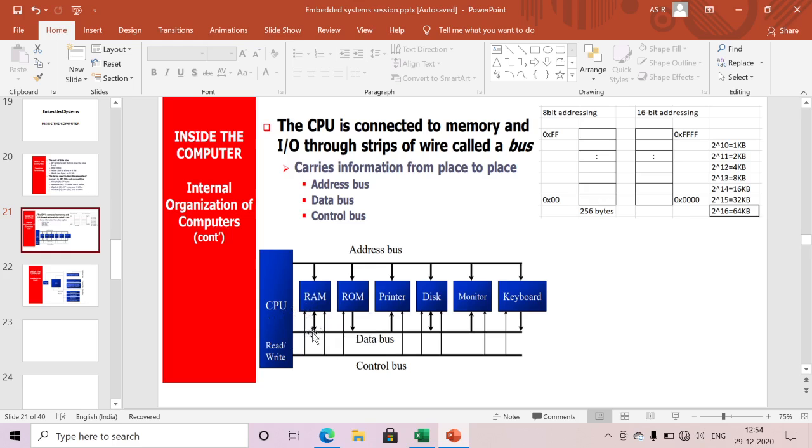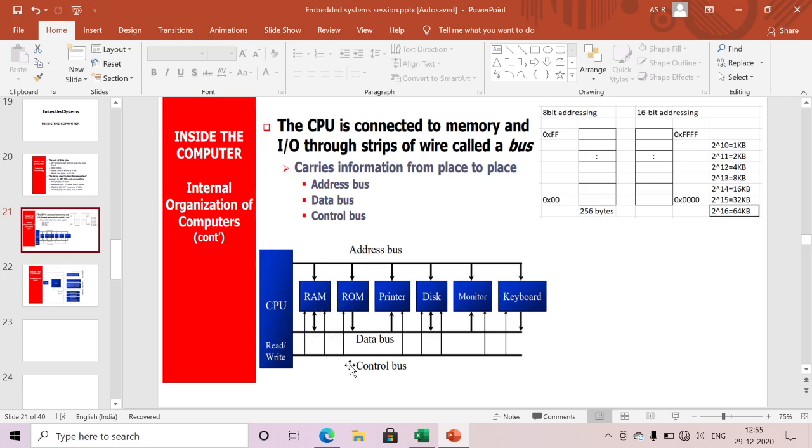Here, on the data bus, for example, this is RAM, random access memory. It is a temporary memory. Whenever the power is off, this memory will be completely erased. Read-only memory, or program memory, still retains our data when the power is off. This is a printer. These are the I/O devices. The data bus is mainly used to read or write data from the memories.